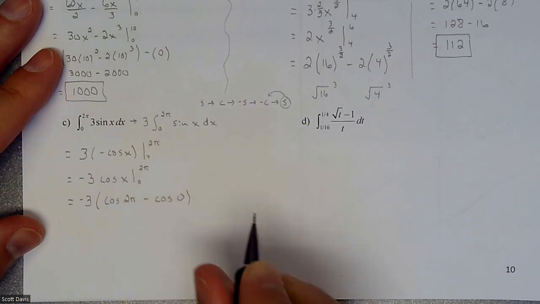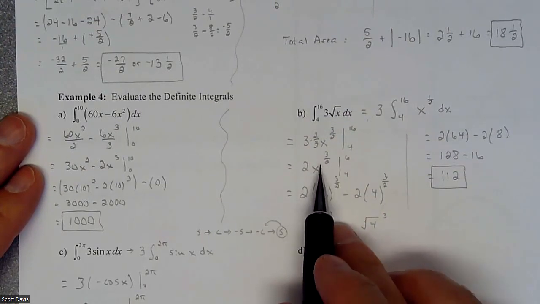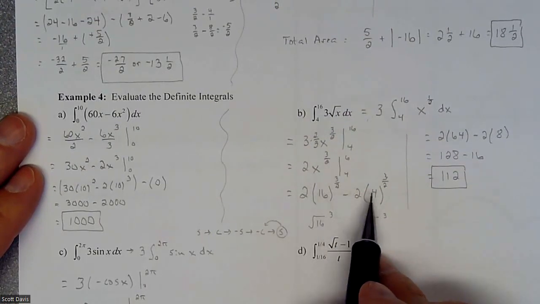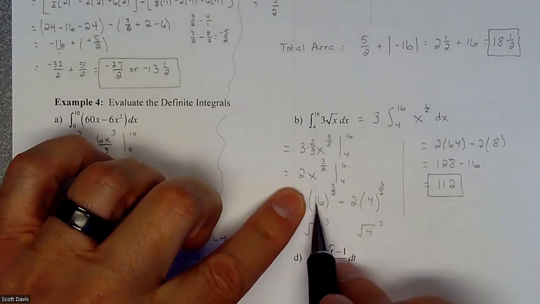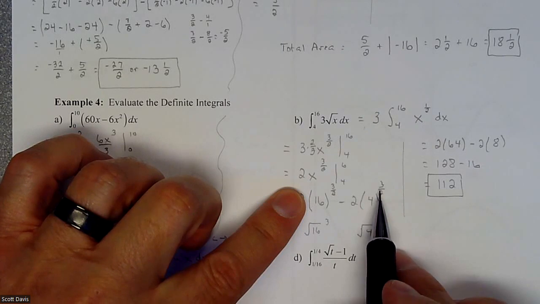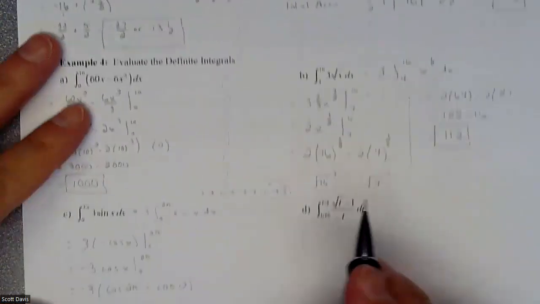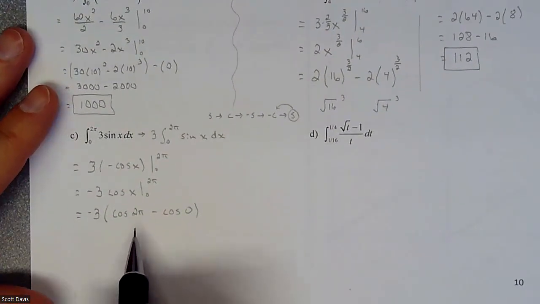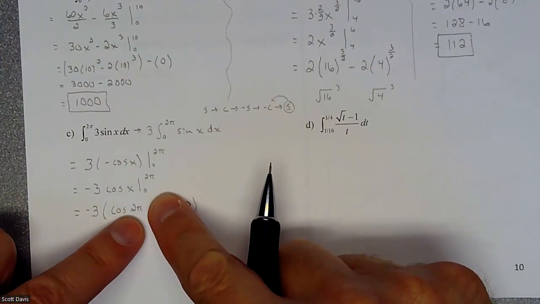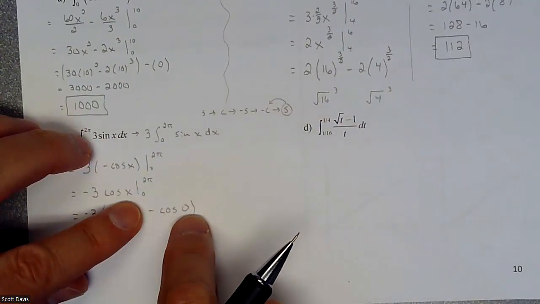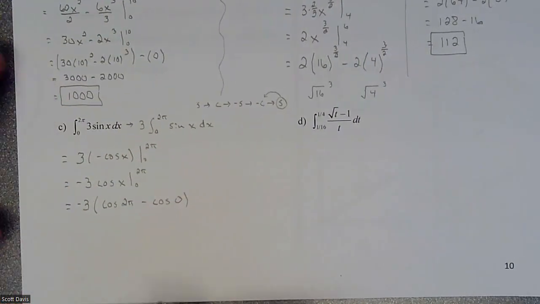I had another situation up here where I had 2 times this fraction. I ended up applying the 2 on both of them, but I could have very much just left that 2 out and did this piece minus this piece and then figured out my answer and then multiplied it by 2, because the 2 really distributes in. And so it depends on what your comfort level is. This would basically be a negative 3 cosine 2 pi minus a negative 3 cosine 0, or do this and then just multiply by negative 3. Either way is going to work.